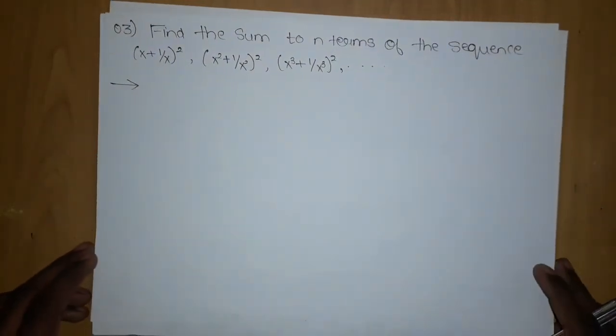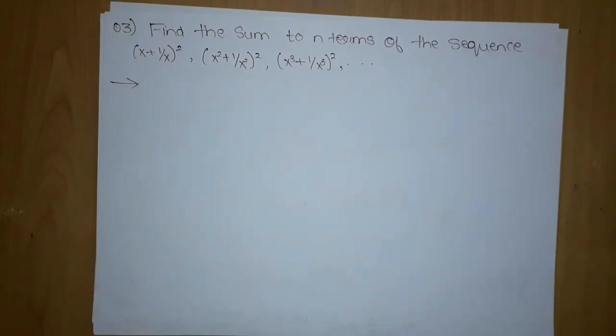Okay, this is the next question. Now in this question, it says find the sum of n terms of the sequence: (x plus 1 upon x) the whole square, comma, (x square plus 1 upon x square) the whole square, comma, (x cube plus 1 upon x cube) the whole square, and so on.